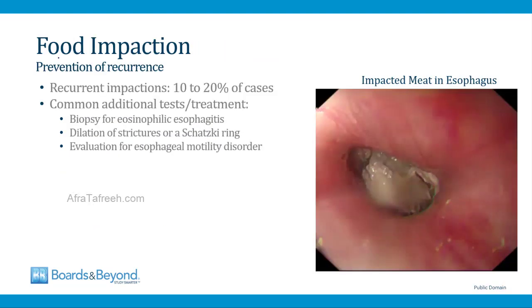Earlier in this video, we talked about the acute onset of dysphagia from food impaction, but you should be aware that many patients who have one episode of food impaction can have additional ones. This happens about 10 to 20% of the time, and many of the patients who have recurrent impactions have some underlying esophageal disorder. So in order to prevent recurrence in a patient who has food impaction, you often do additional tests or treatment. Some of the things that can be done are listed on this slide.